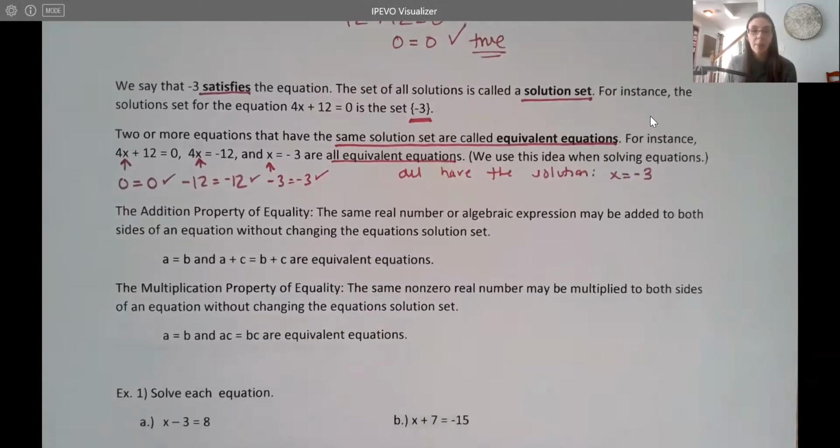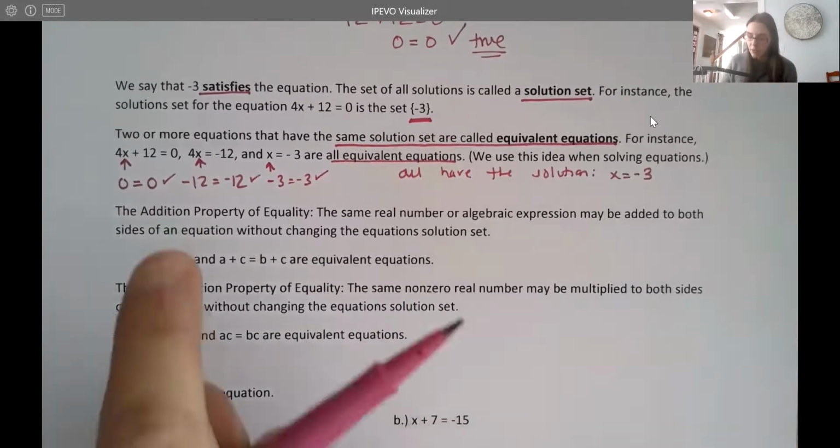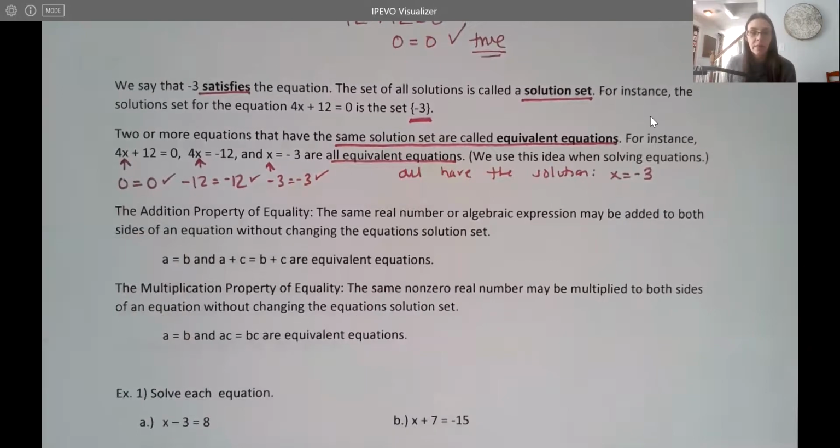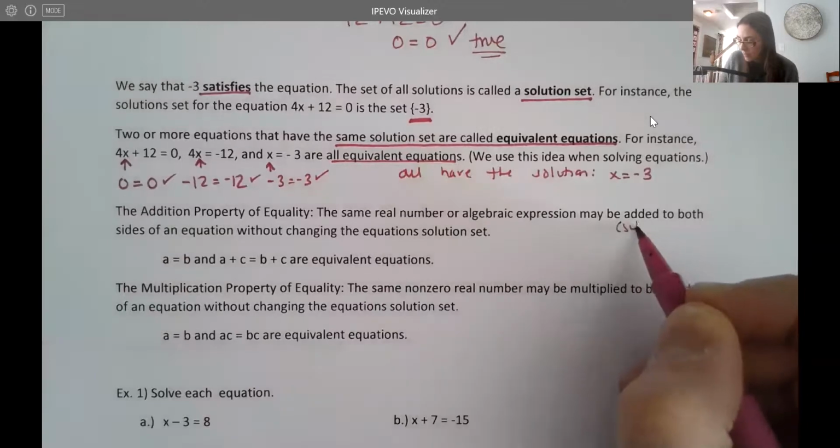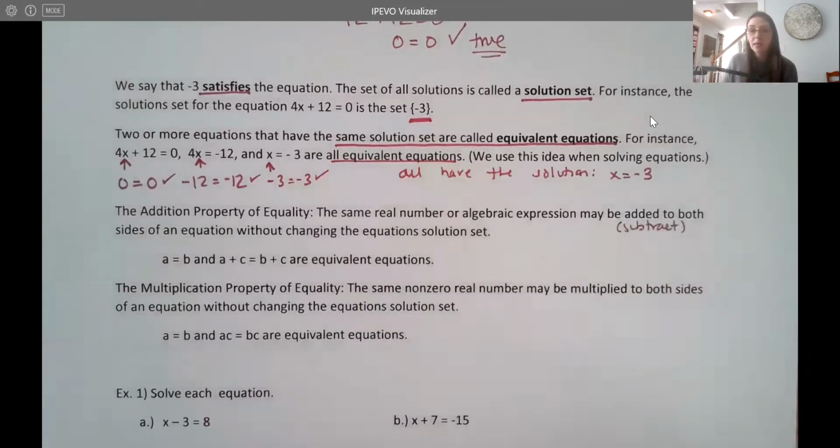Now, there's a couple more properties that we do use when solving. The first is called the addition property of equality. And it basically says that it's okay to add the same number to both sides of the equation. This is also true for subtraction. So I'll say add or subtract, because subtracting is the same thing as adding a negative, which is why we can also include subtraction here.